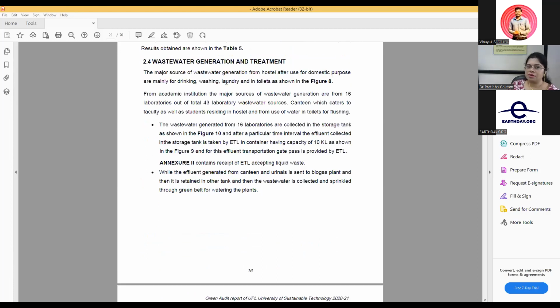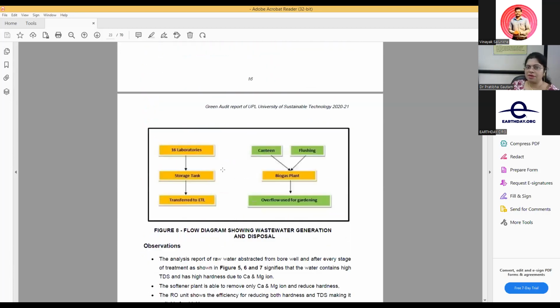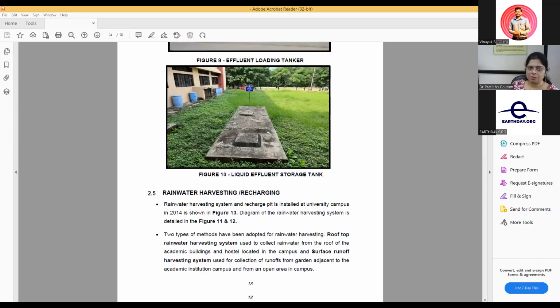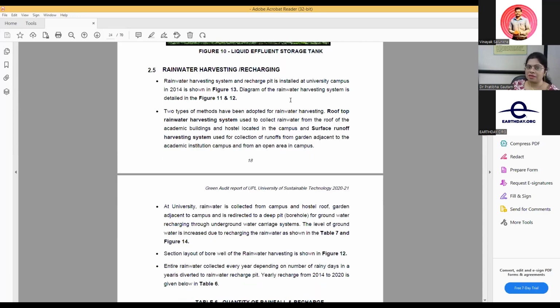Then wastewater generation and treatment: from where it is being generated and how it is being treated. The overall diagram is shown here. Basically we are collecting all the effluent generated from the laboratories, because we have chemical laboratories and a lot of effluent is generated. We collect it into this kind of tank, and then we send tankers for the treatment. So we have information about that. Then rainwater harvesting.